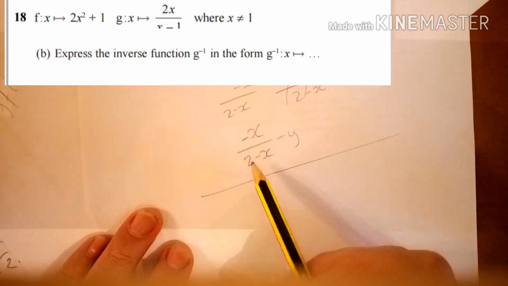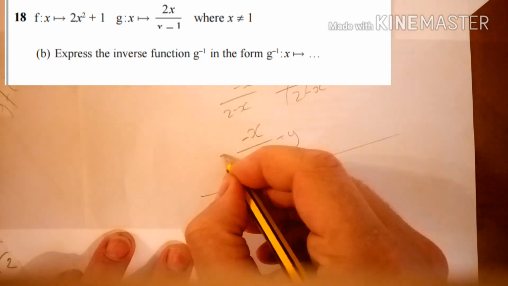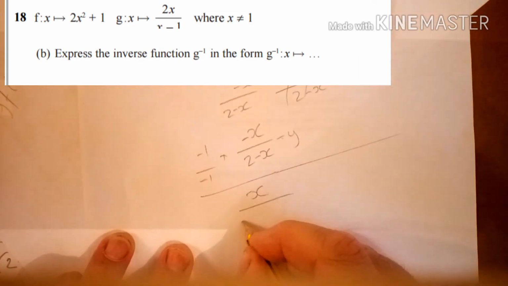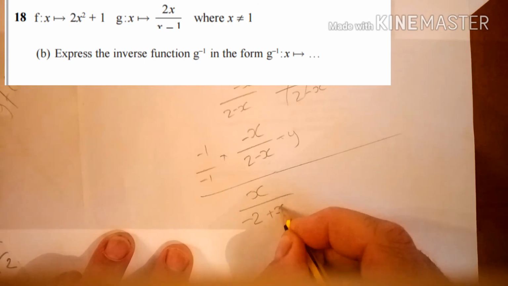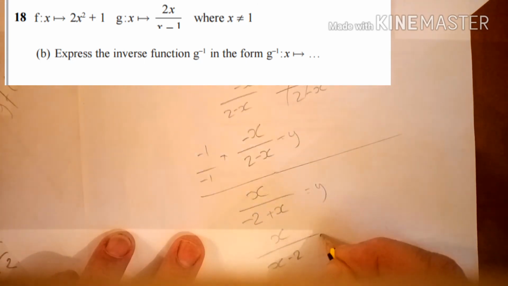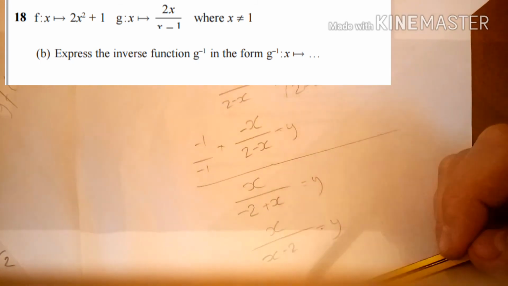This is a fine answer, but it might be worth noting that I can actually multiply the top and the bottom by minus 1, which will give me x over minus 2 plus x equals y, or x over x minus 2. Both answers are acceptable, it's just generally we like to have a positive x on top.